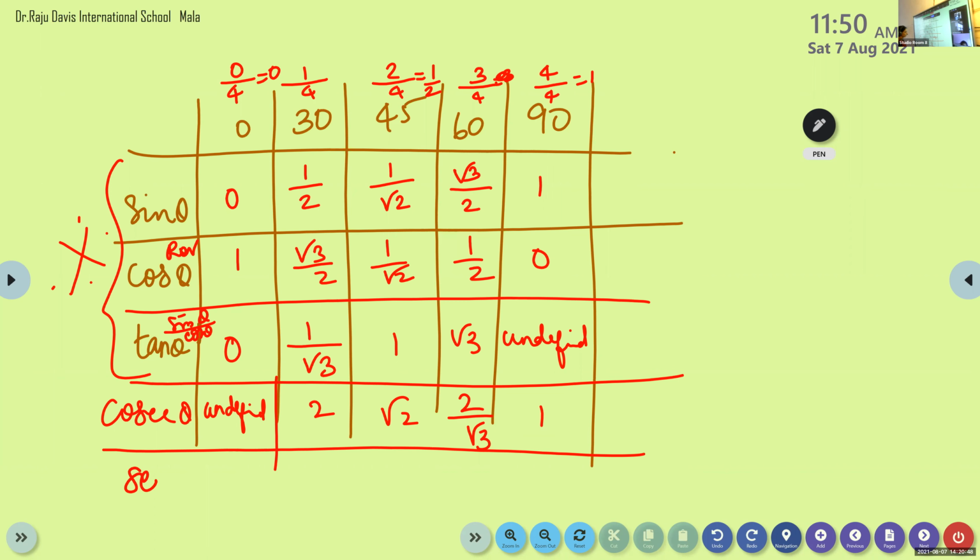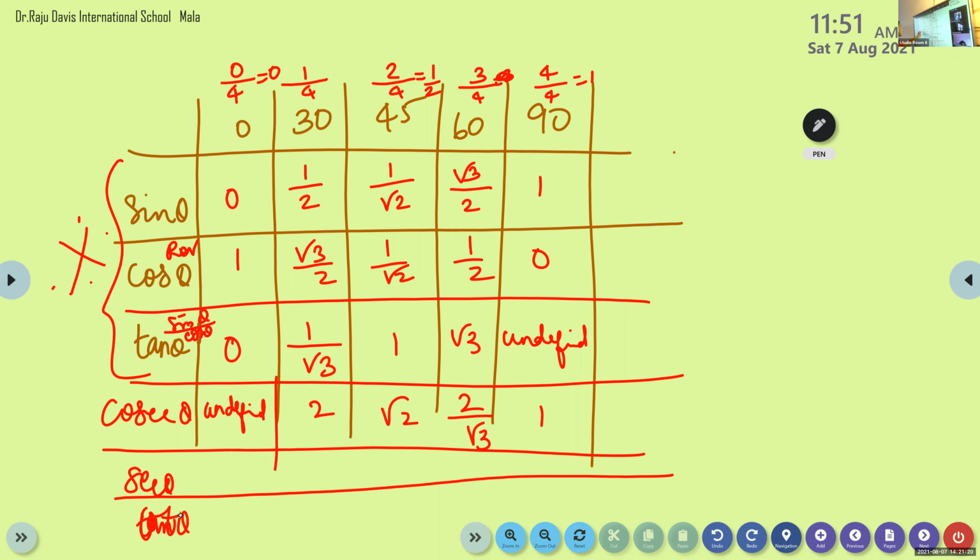Sec theta and cot theta. Like this, we can draw the table for sec and cot. In the same table, you note it down till tan we wrote. I am giving one work for you. You find out what is cosec, sec and cot. Yes, Ashik? Like in reverse order.